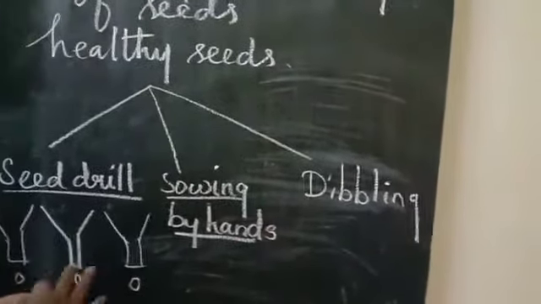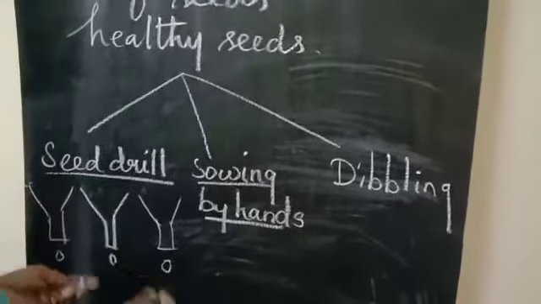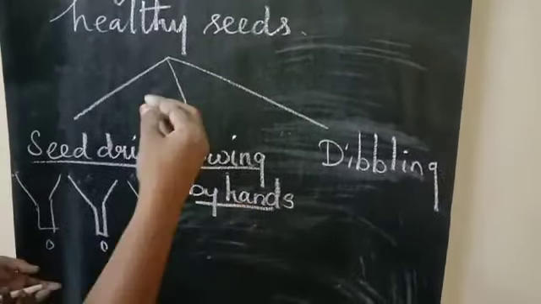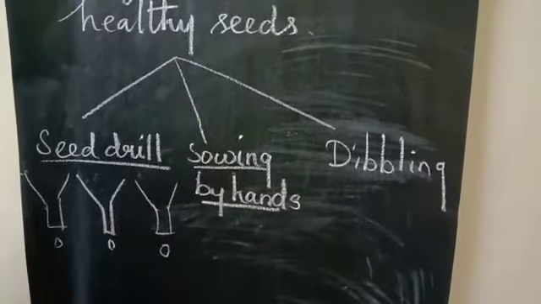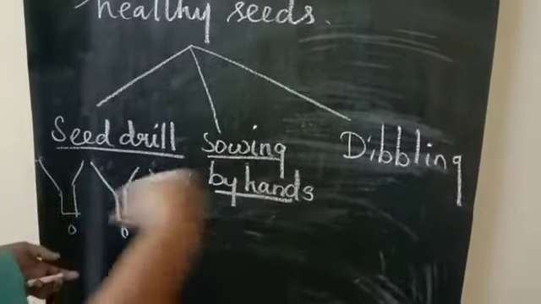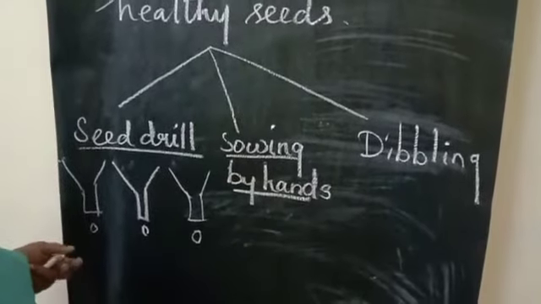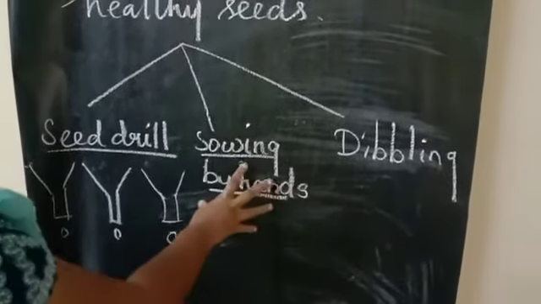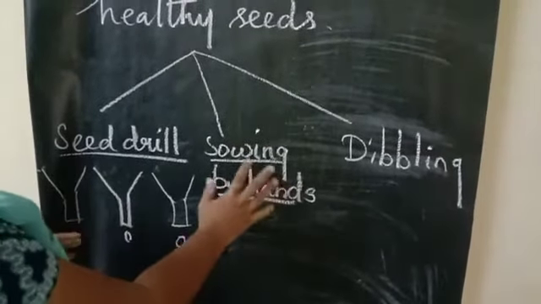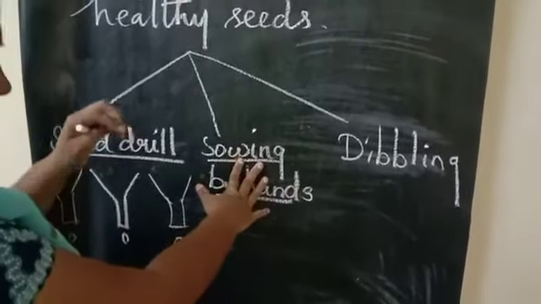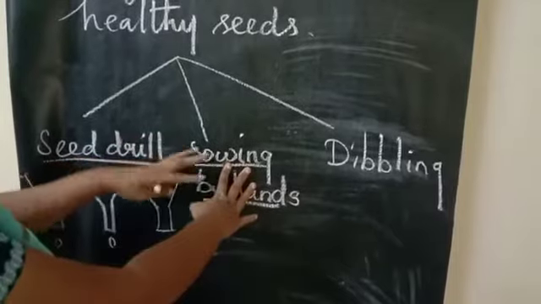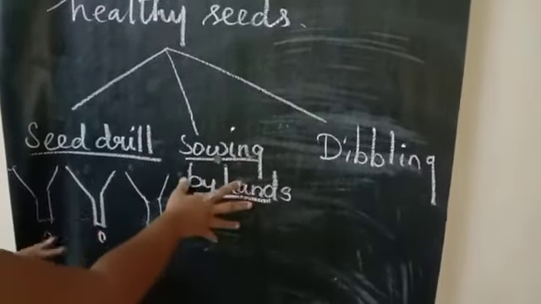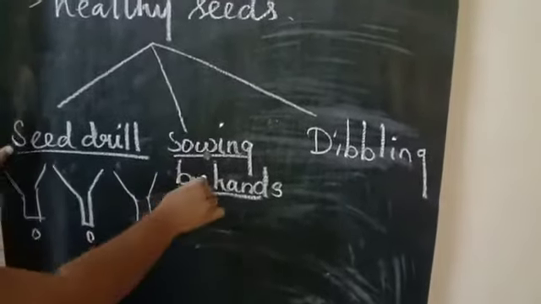Next, sowing of seeds by hands. What does that mean? Using the hand. This is an old method, unlike the modern one. Here human power is needed. They scatter the seeds on the soil, distributed or thrown freehand. This is very low expense and needs manpower and a little time. But uniform distribution won't be there. So this is called sowing by hands.